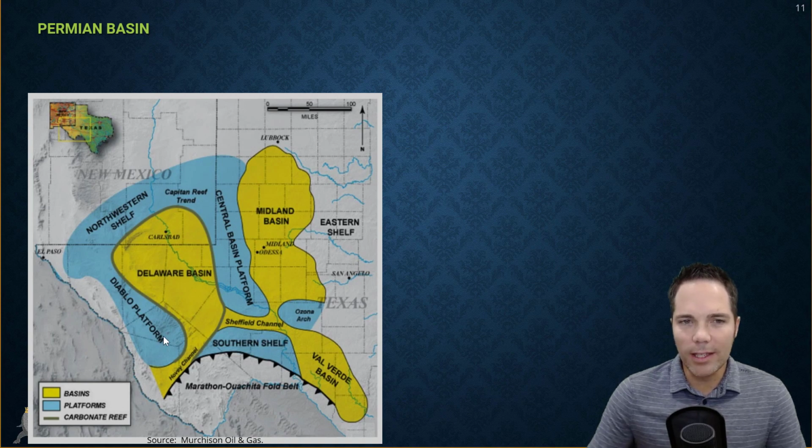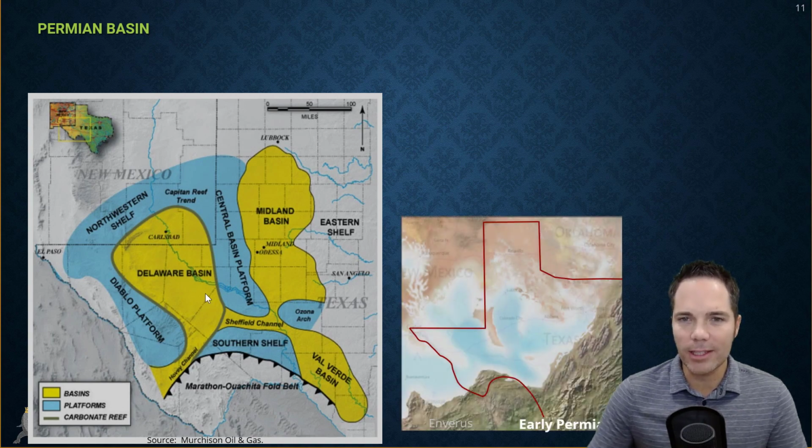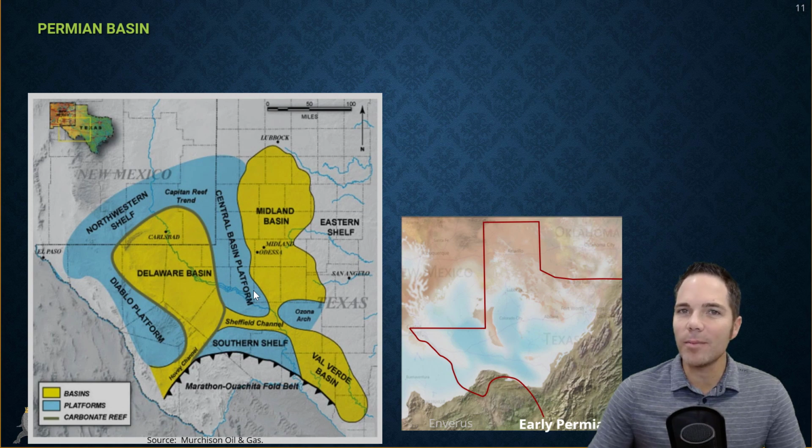If you look at this particular image, it shows blue. These are platforms, which means that these were higher elevation areas. And then you have the yellow here, which were basins, which means that they were lower depressed areas. And it might make a little bit more sense if I show you this image. This is how they envisioned the Permian Basin looked. The Permian Basin gets its name from the Permian geologic time frame, which was about, they estimate, 300 million years ago, but it was all underwater.